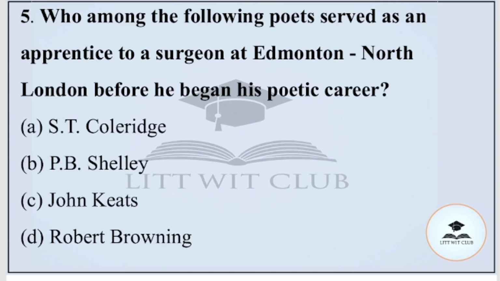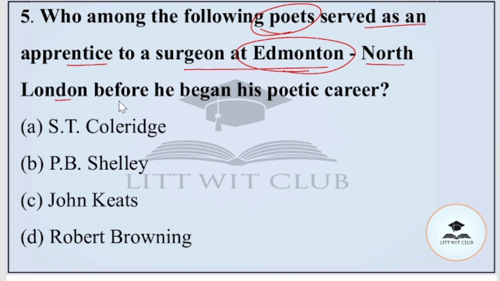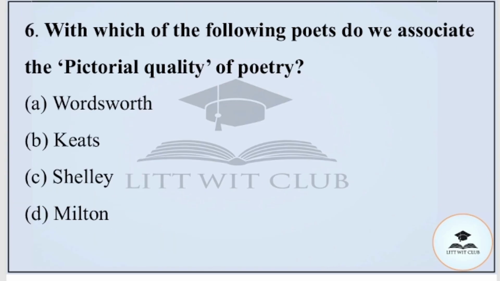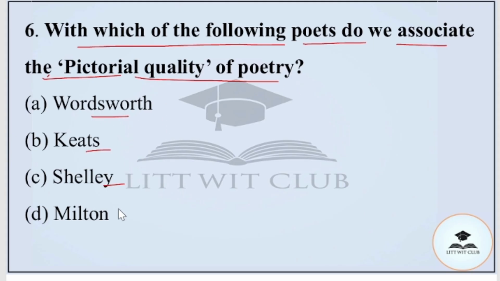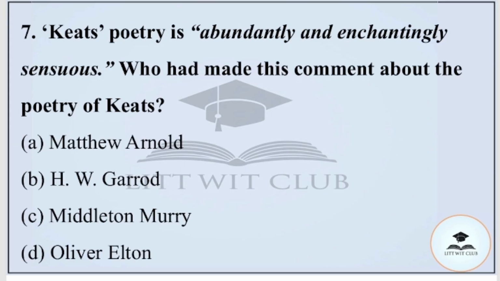Question number 5. Who among the following poets served as an apprentice to a surgeon at Edmonton, North London, before he began his poetic career? Options are S.T. Coleridge, P.B. Shelley, John Keats, or Robert Browning. And the correct answer is John Keats. Question number 6. With which of the following poets do we associate the pictorial quality of poetry? Options are Wordsworth, Keats, Shelley, or Milton. And the correct answer is John Keats.